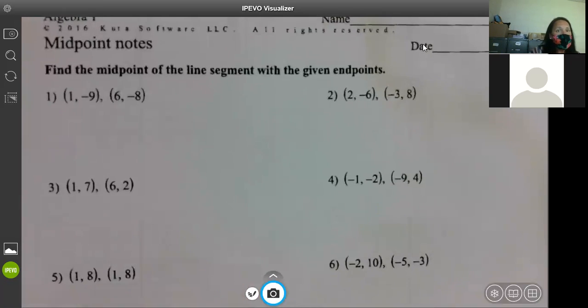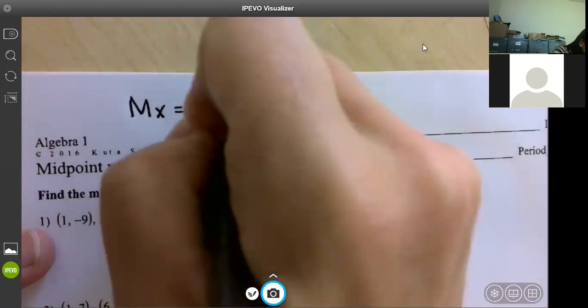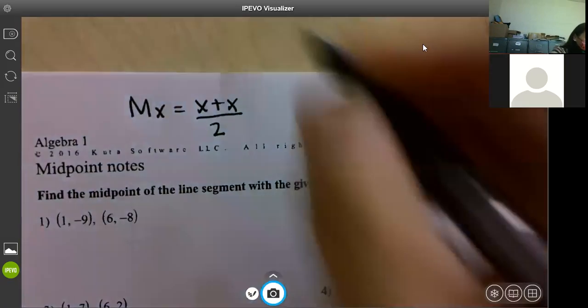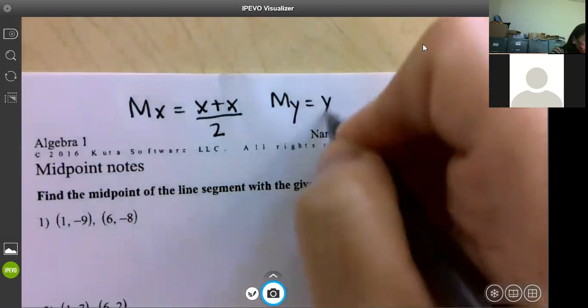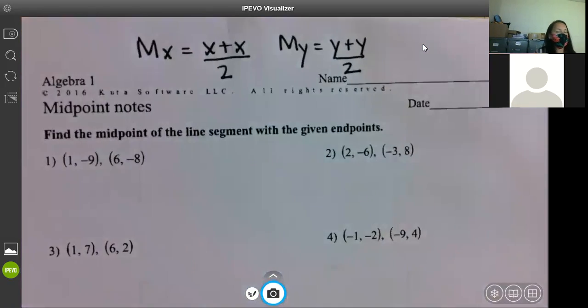Okay? We're going to find the midpoint, and it's really simple. This is your equation. To find the x coordinate of your midpoint, you add your x's and divide by 2. To find your midpoint y coordinate, you add your y's and divide by 2.